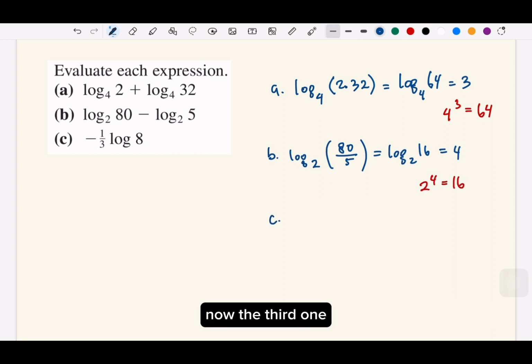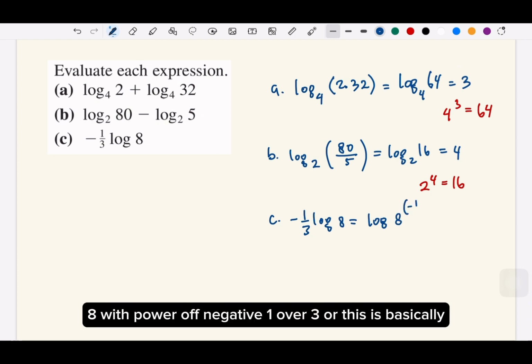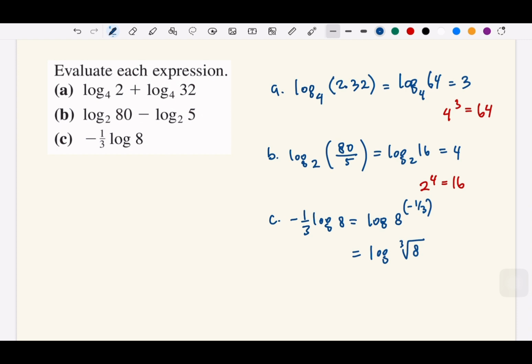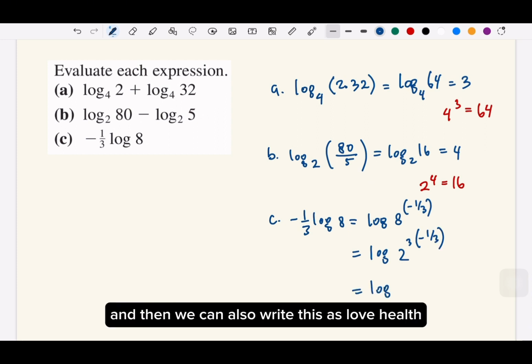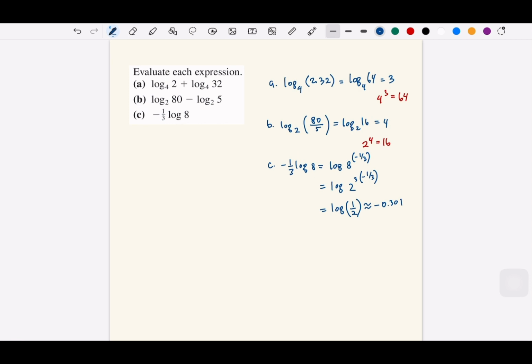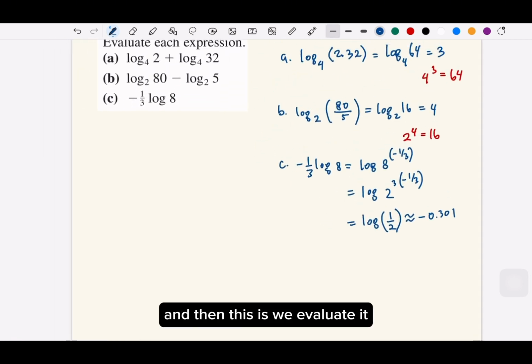Okay, now the third one, let me write. So this is basically log of 8 with power of -1/3, or this is basically just taking the cube root like that, or perhaps we could see that this is 2 to the 3 and then multiply that, and then we can also write this as log of one half, and you can use a calculator to get the approximate number. So this will be 0.3001. Okay, and then this is how we evaluate it.